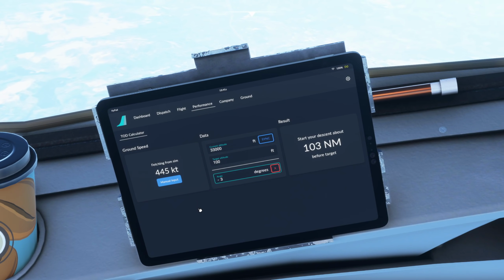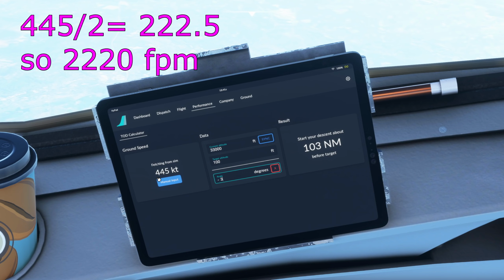Some other things we can do with this, which is quite handy, is it's set to a 3 degree angle by default. That's what my formula is calculated on as well, and this is typical of what pilots will use because it's the easy calculation. When the airplane descends at a 3 degree angle, it's going to be around about half your ground speed times 10. So 445 divided by 2 would be about 220, so 2,200 feet per minute is going to be a 3 degree descent at this ground speed.